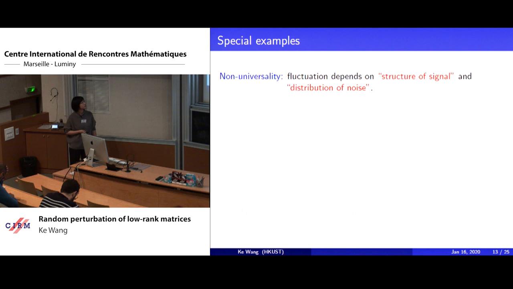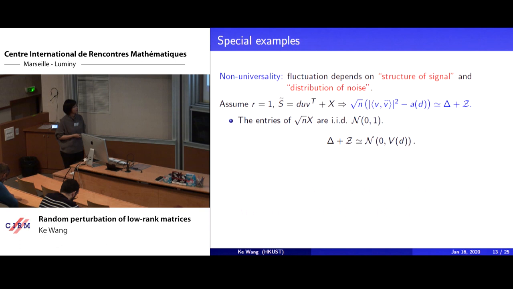So let's see some special cases to see what we have actually done here. Just assume this rank one case, the perturbation, this signal matrix S equals d u v transpose. And what we show is that the limiting distribution is delta plus z. When the entries of the noise matrix are iid Gaussian, because of the rotation invariance property, we don't expect the result to depend on the structure of u and v. So this is indeed the case. The limiting distribution would be a normal random variable with mean zero, and some variance depending only on the singular value d.